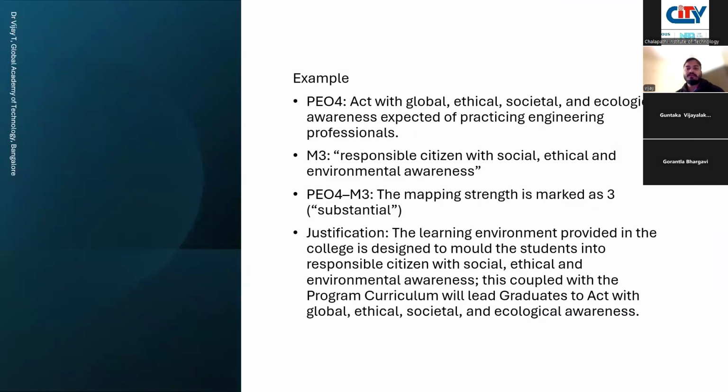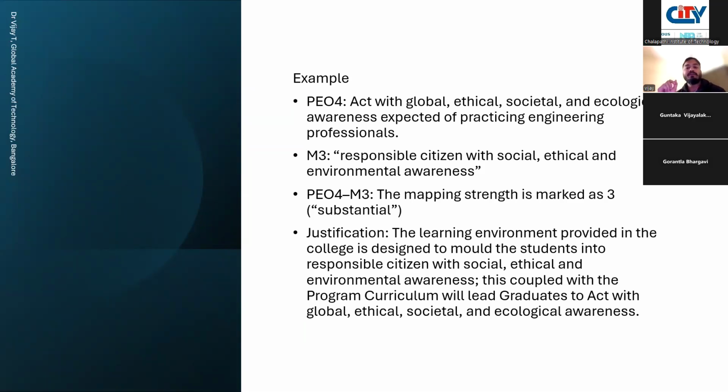So this is the same thing which I've told you. Here is one simple example. This is an example of one institute, not your institute or not my institute. PO4 of that program is, act with global ethical, societal, and ecological awareness expected of practicing engineering professionals. And their mission statement 3 has a part of that statement as responsible citizen with social, ethical, and environmental awareness. So PO4 is being mapped to mission statement 3, and it is substantial or at a very high level of marking. Why? The justification is written in this way.